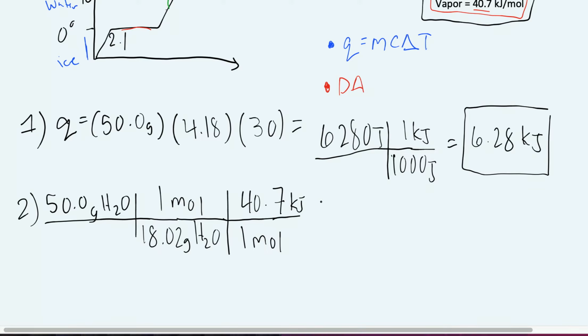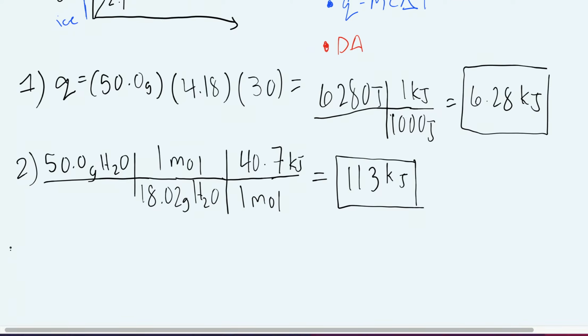Kilojoules, okay? And whenever you plug this into a calculator, 50.0 times 40.7 divided by 18.02, you will get 113 kilojoules. Round to 3 sig figs because your given has 3 sig figs here. And now look, we're not even halfway, we're 75% done already. We have our two values in kilojoules, and now we need to do the last step.